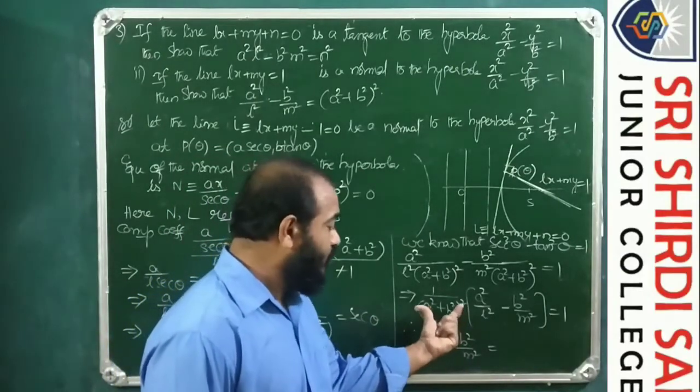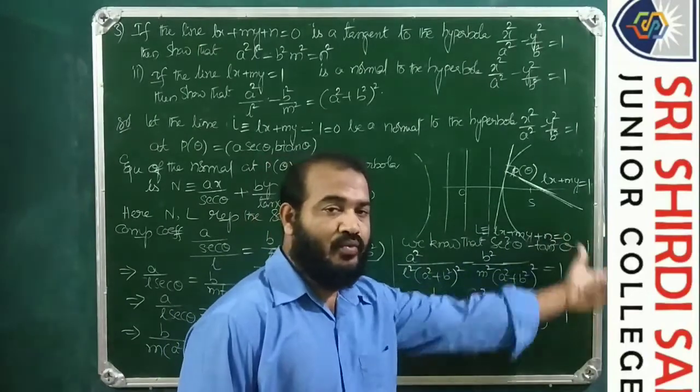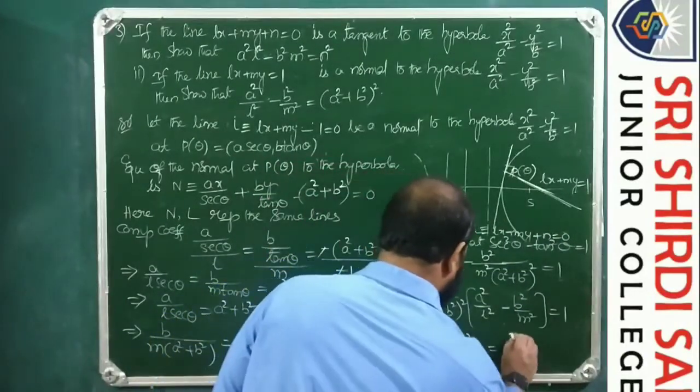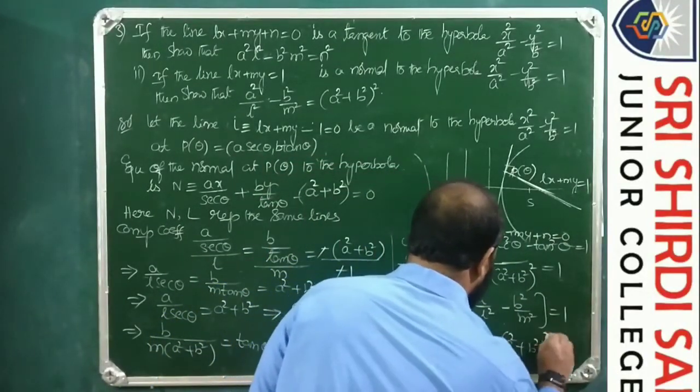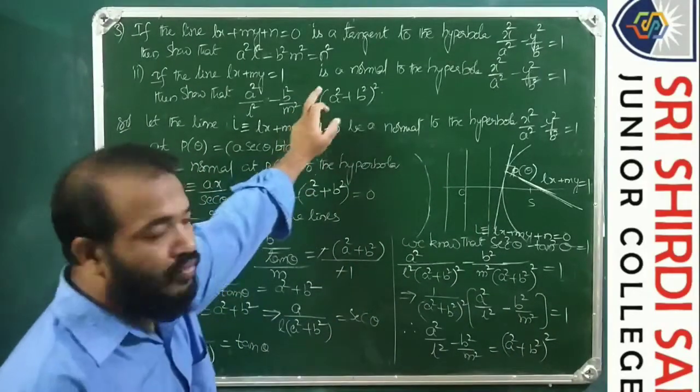This fraction would be reversed if you transpose. This is equals to (a square plus b square) whole square, which is what we need to prove.